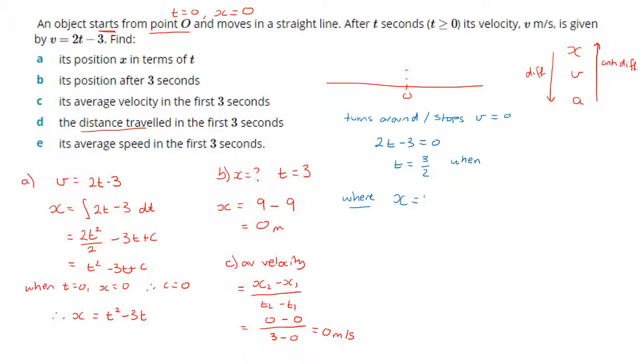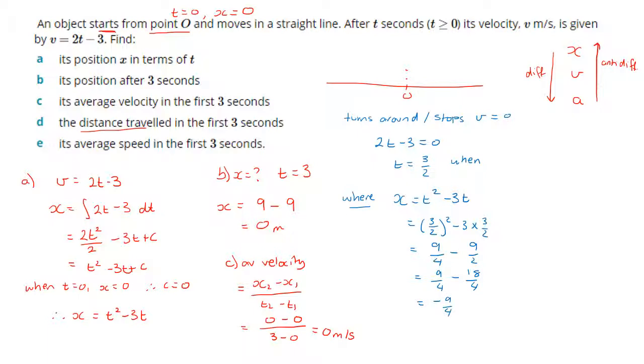So my position equation we worked out earlier is this one. So this will give me 3 over 2 squared minus 3 times 3 over 2. So I'll get 9 over 4 minus 9 over 2. If we want a common denominator, that's going to give me 9 over 4 minus 18 over 4, so negative 9 over 4.